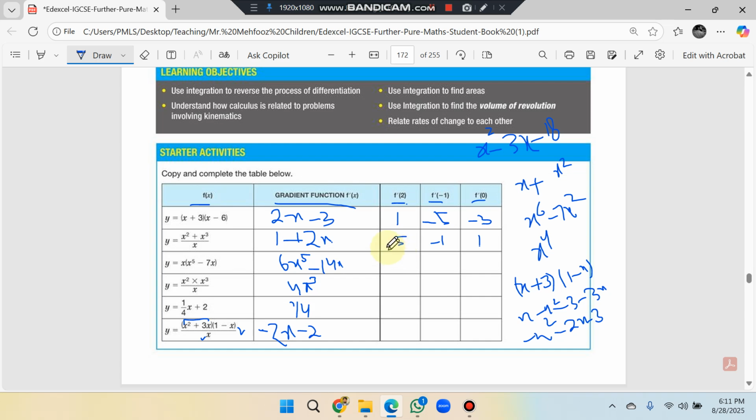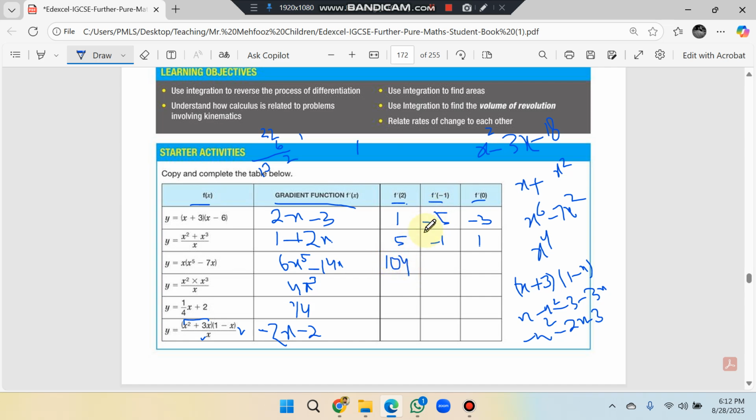Again, if you put 2, 2 raised to the power 5 is 32. 32 multiplied by 6. So what does it become? 32 multiplied by 6, what is the answer? 132. Yes. Is it 132 minus 28? 132 minus 28 becomes 104.